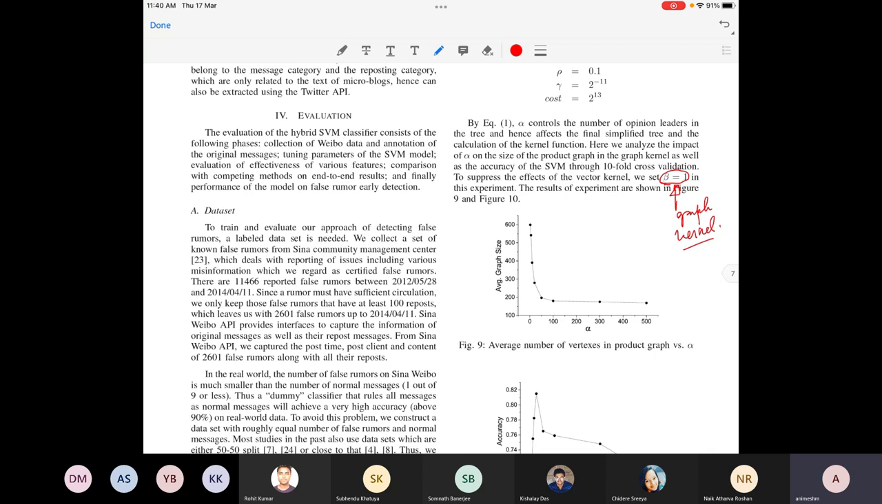It has nothing to do with the handcrafted feature vectors. So that's why we close off that direction, and we only use the graph kernel to estimate the best value of alpha. Now the authors started varying the value of alpha, and at each point they reported the accuracy value.